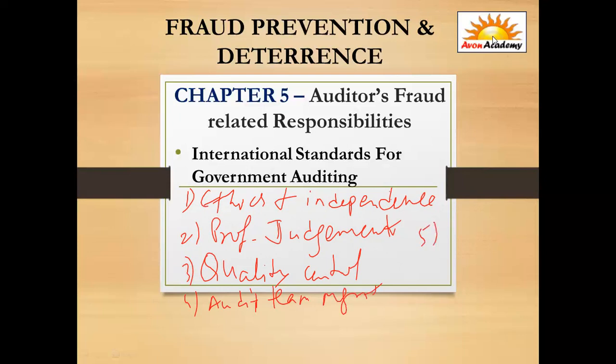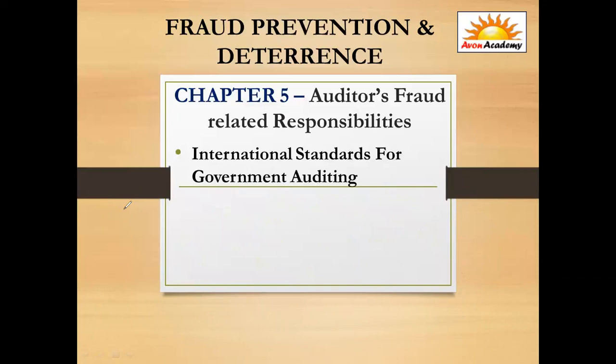Then the fifth one is your audit risk, and how you are going to manage that. The sixth one is the materiality aspect. The seventh one is your documentation, how you are going to manage that. And the eighth one is your communication. So these are the eight principles that they have recommended. And then there is also planning an audit.